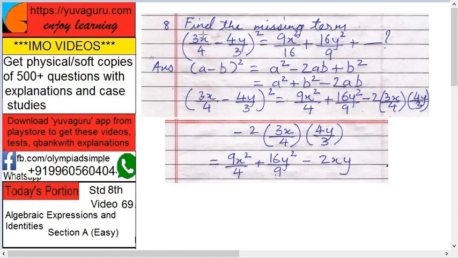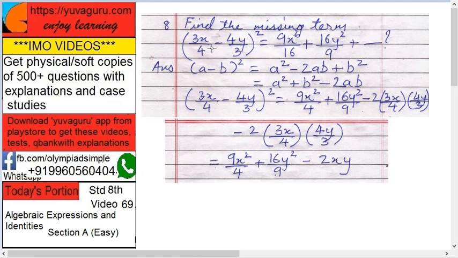Next, find the missing term. Here, (3x upon 4 minus 4y upon 3) the whole square equals 9x square upon 16 plus 16y square upon 9 plus what? Now if you check this, what is this? Just always look for the hints in the problem itself.